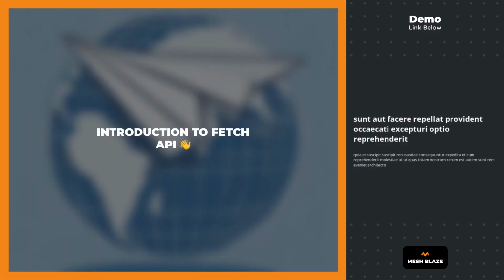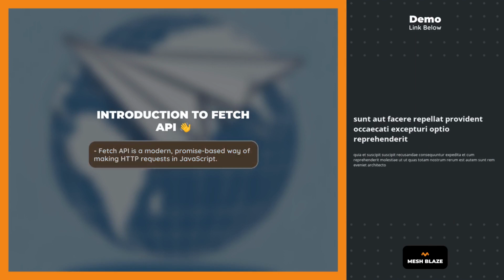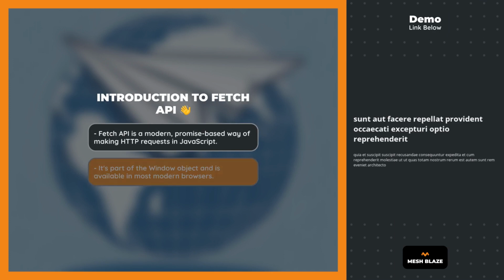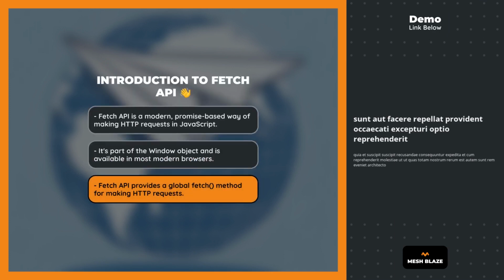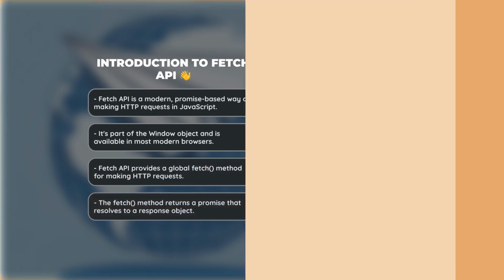Introduction to Fetch API. Fetch API is a modern, promise-based way of making HTTP requests in JavaScript. It's part of the window object and is available in most modern browsers. Fetch API provides a global fetch method for making HTTP requests. The fetch method returns a promise that resolves to a response object.